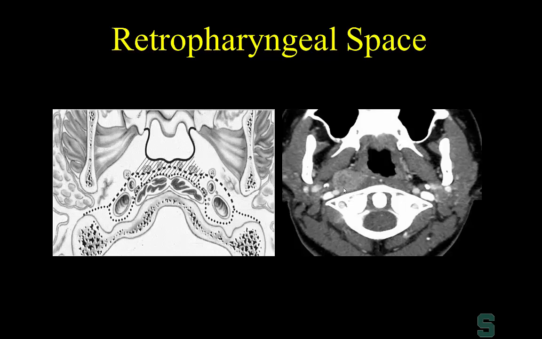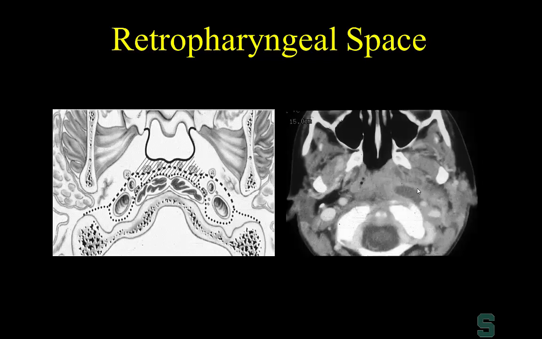This is a classic metastatic retropharyngeal lymph node. I think we'll talk about this later when we talk about lymph nodes. But here's the carotid artery, here's the jugular vein, and there is the retropharyngeal lymph node just lateral to the carotid artery. And this is not a true retropharyngeal abscess.